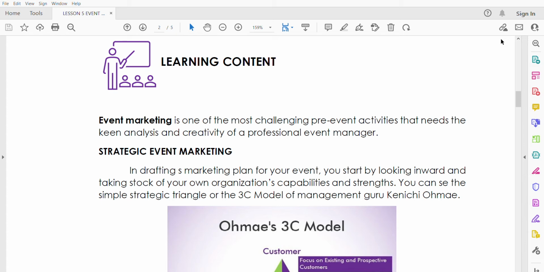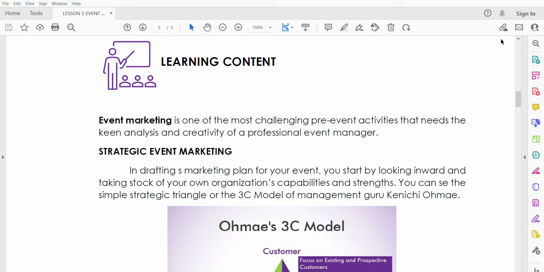Event marketing is one of the most challenging pre-event activities that needs the keen analysis and creativity of a professional event manager. You may have a great design and a lot of wow elements in your plan, but unless you inform your target market and make them interested enough to sign up for your event, it is doomed to fail. So for this reason, marketing is considered by event professionals to be a key success factor. Kinahanglan, aware po din mo ang target market nga nag-exist imong event aron maka-avail sila ng event. So, you can perform strategic event marketing.